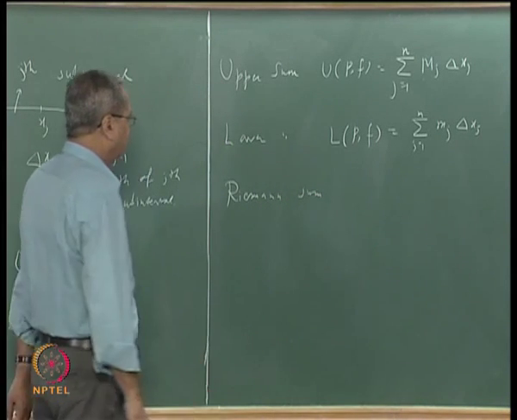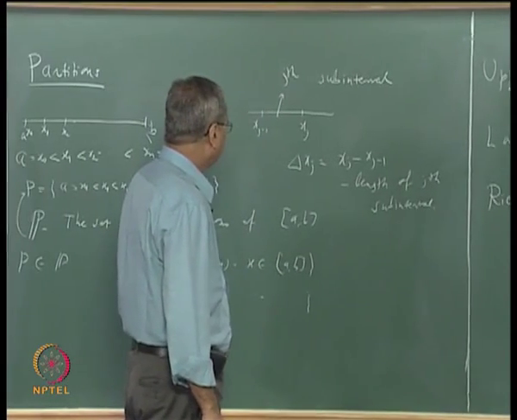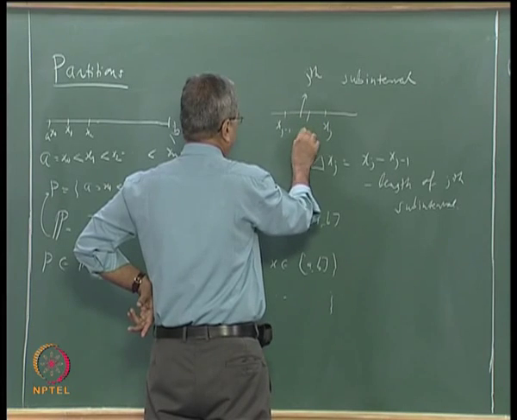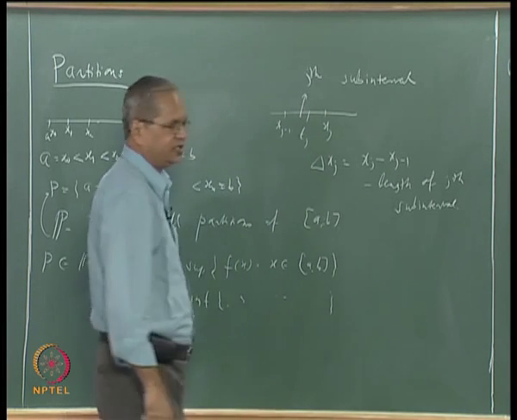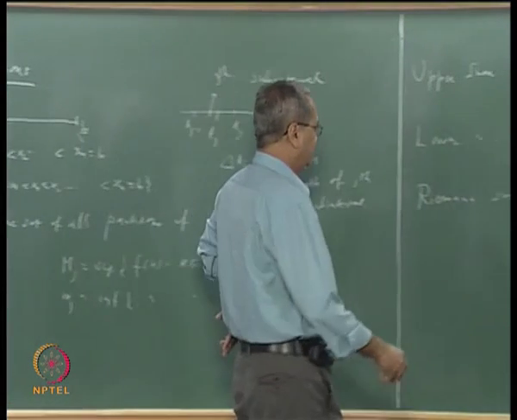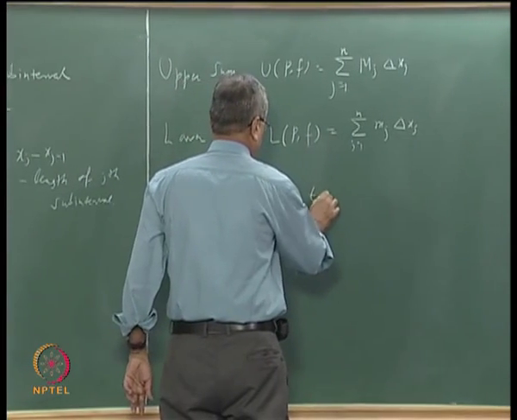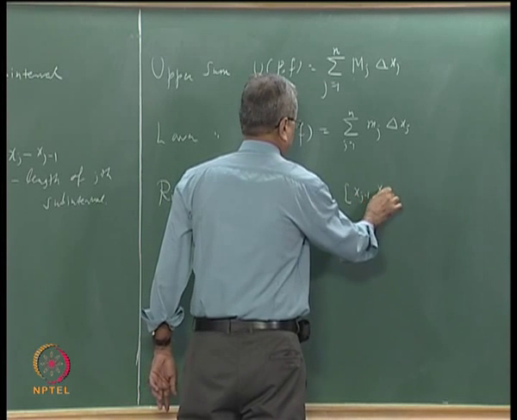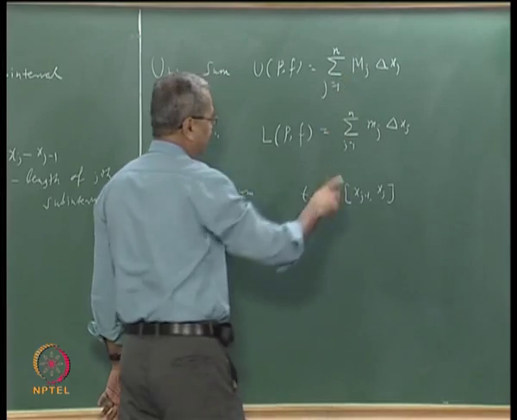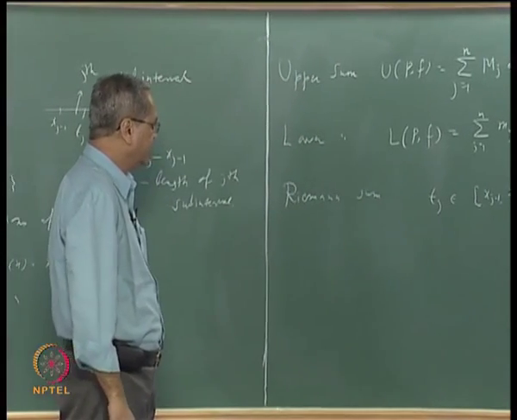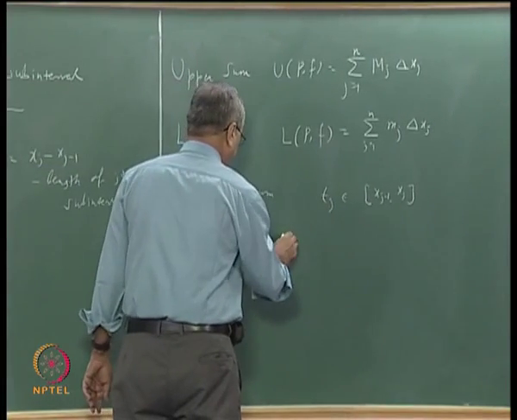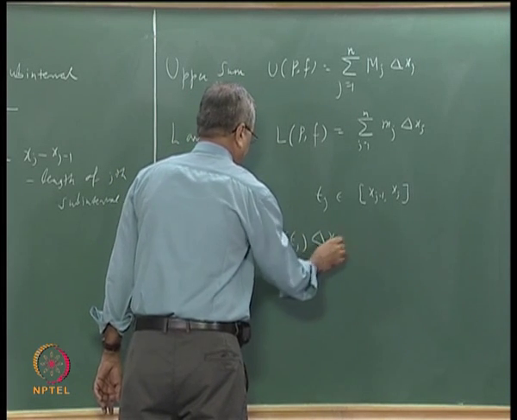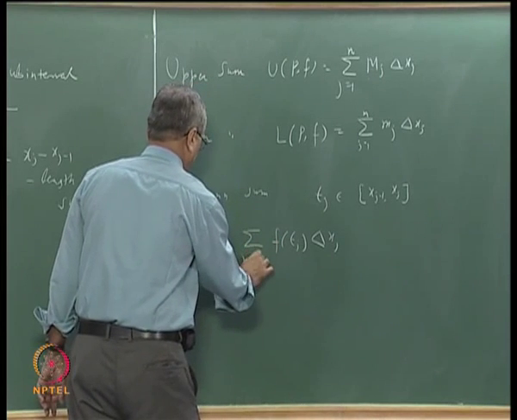Now here there is one more extra thing required. What we do in this case is that we choose some point, suppose we call that point Tj, in the jth subinterval xj minus 1 to xj. So we make that choice Tj in the subinterval xj minus 1 to xj, and instead of taking this number either big M suffix j or small m suffix j, we take the value of the function at this point, f at Tj, and then multiply that by delta xj and then take the sum for j going from 1 to n.